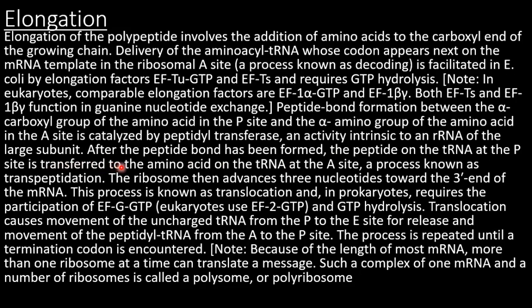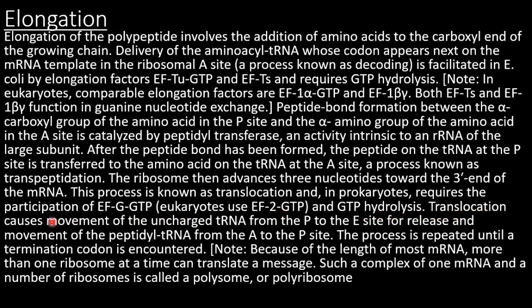Now, after the peptide bond has been formed, the peptide on the transfer RNA at the P site is transferred to the amino acid of the transfer RNA at the A site. This process is known as transpeptidation. Once you have carried out transpeptidation, the ribosome will then advance one codon, or 3 nucleotides, towards the 3' end of the messenger RNA. This process is known as translocation, and translocation in prokaryotes requires elongation factor G, and in eukaryotes we use elongation factor 2 and GTP hydrolysis.